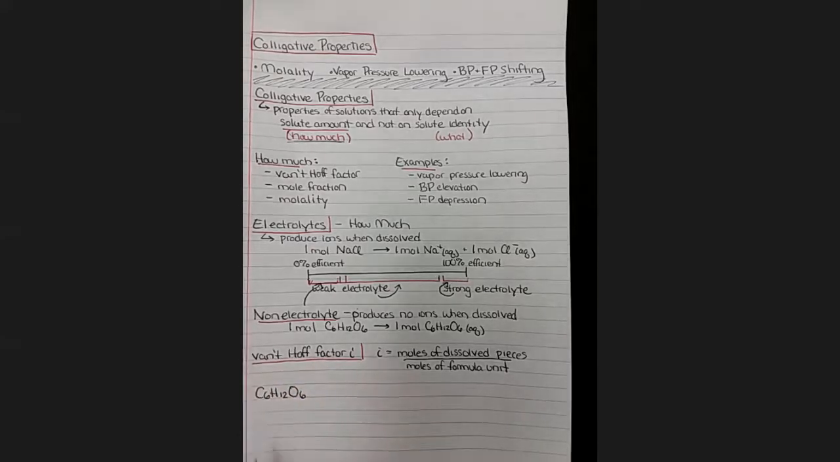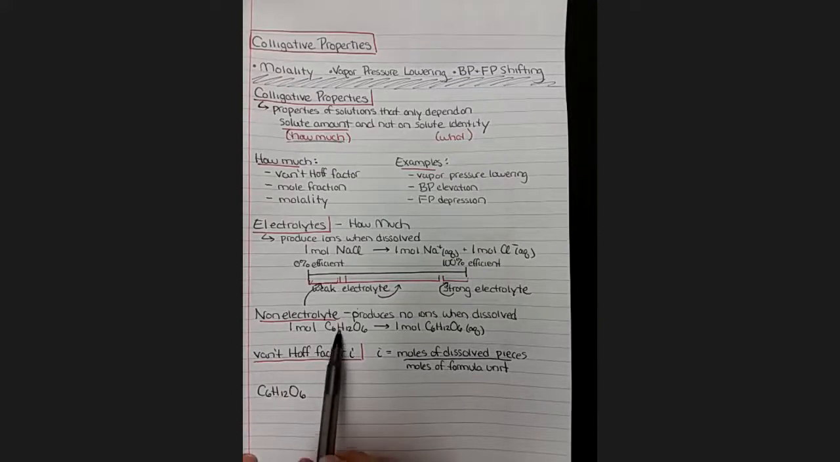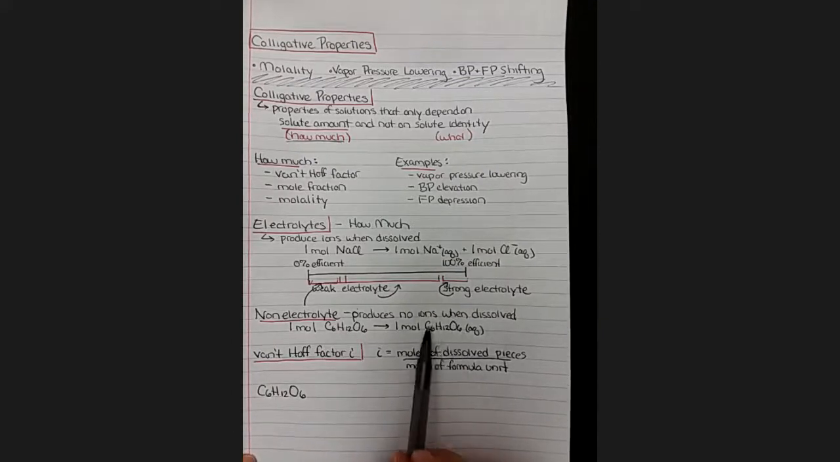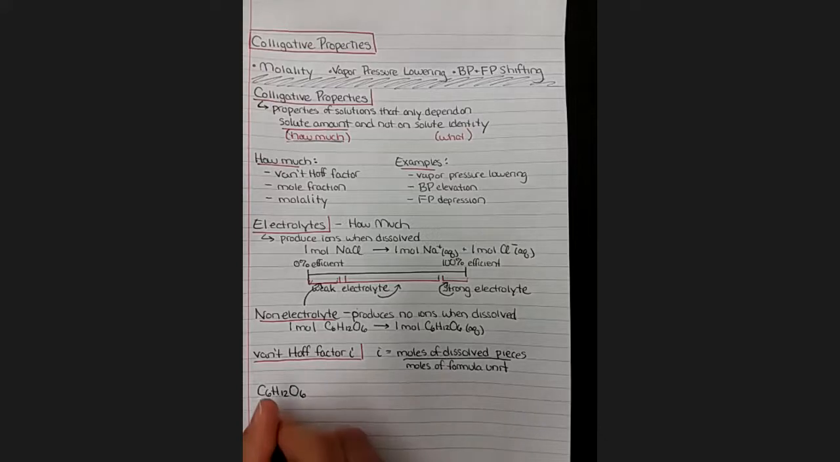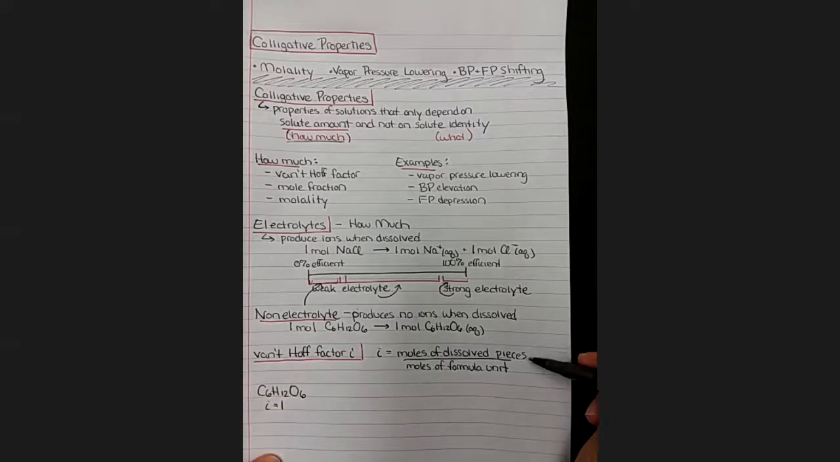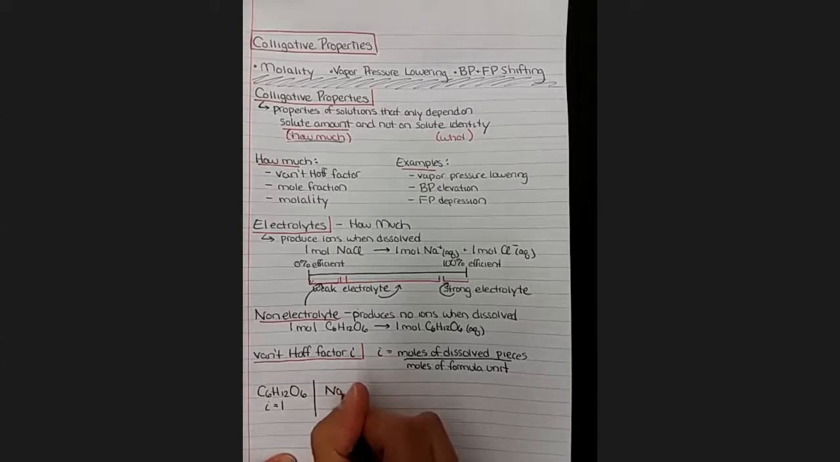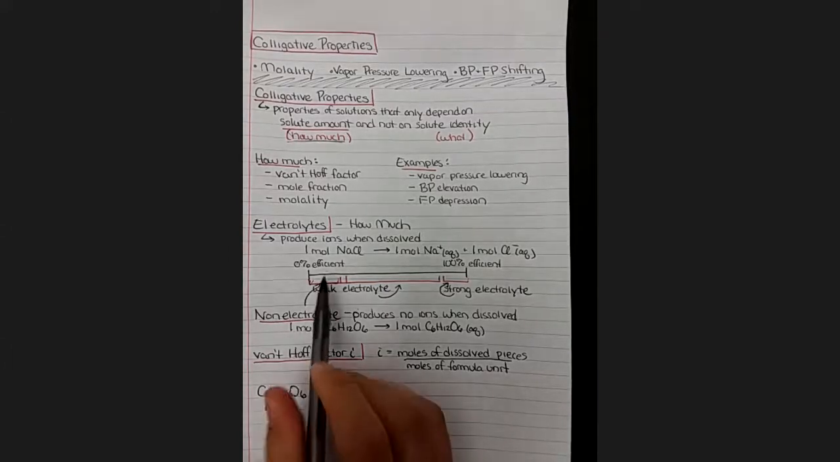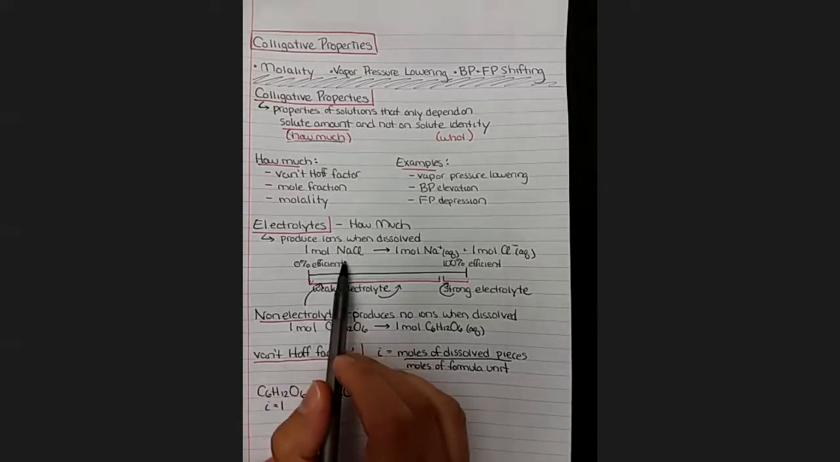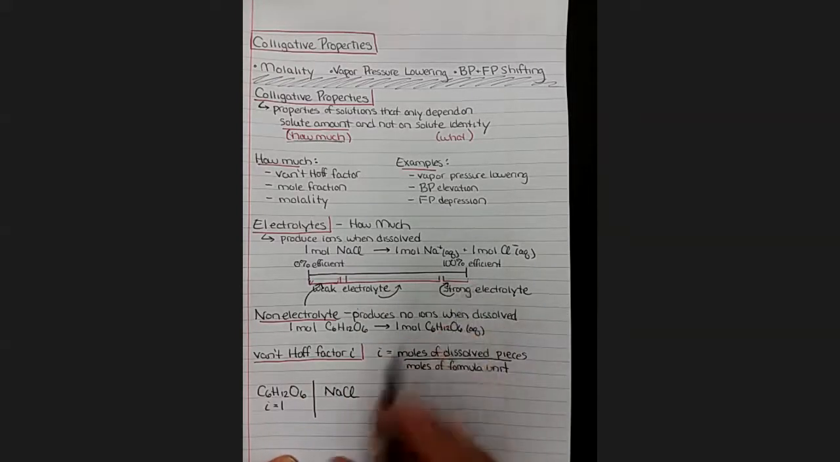Okay, so in my non-electrolyte example, I said that glucose started as one piece and it ended up as one piece. There was no separation that happened. So our Van 't Hoff factor for that is 1 piece at the end over 1 piece at the beginning. In our electrolyte example, we used sodium chloride and we said 1 initial piece went to 2 ion pieces. So that's going to be 2.